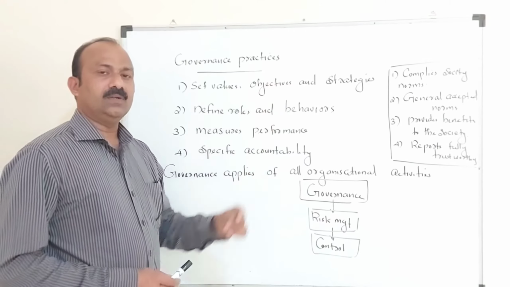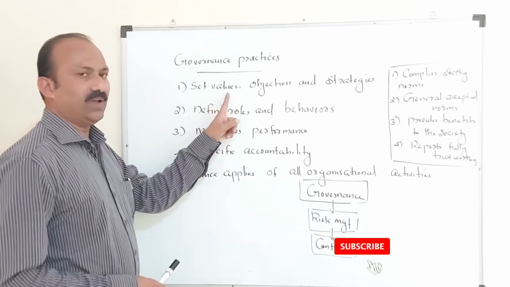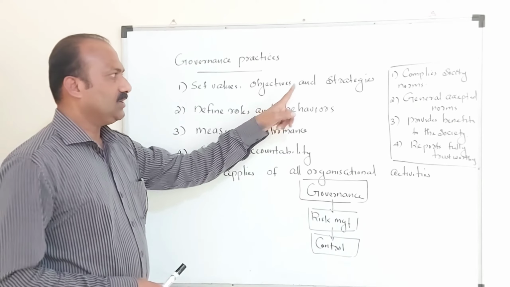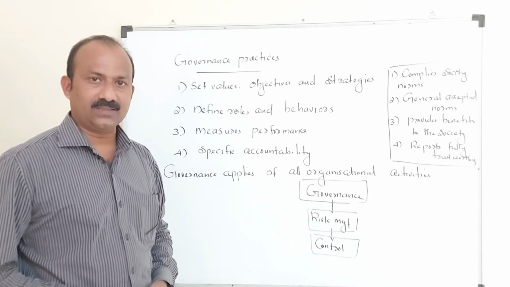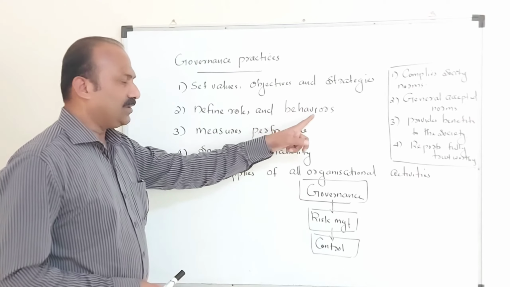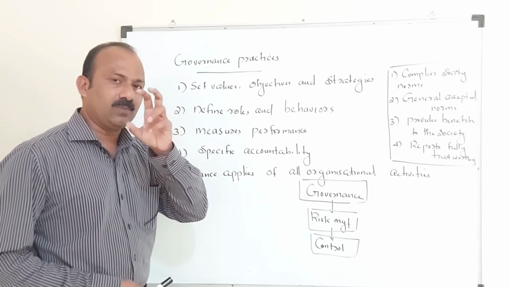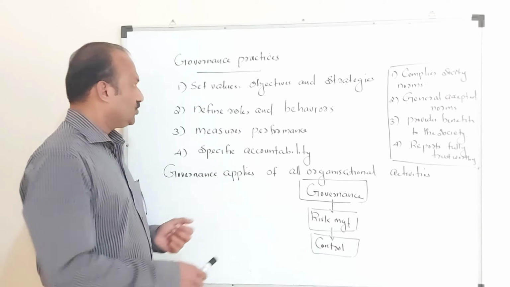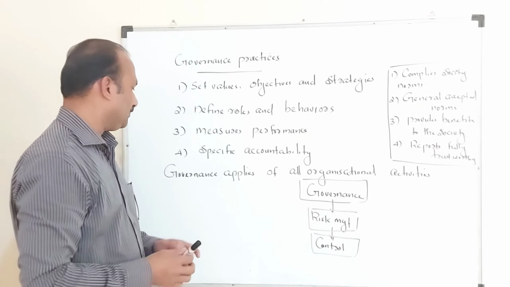What are the governance practices adopted by the companies? Set values for the organization, design objectives, and prepare a good strategy for the organization, define roles of the people and behaviors of the people, and measure performance, measuring the performance of the people, accountability of the people. So these are the key practices of corporate governance.